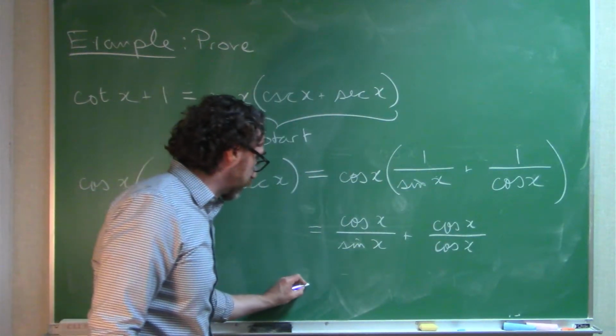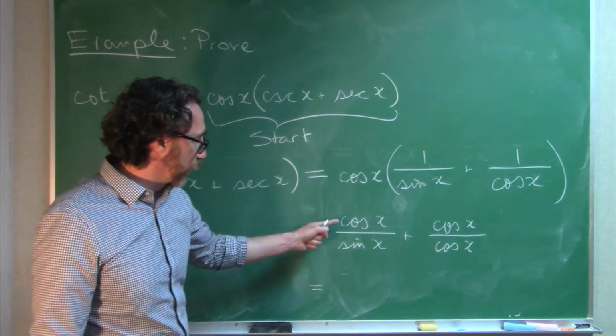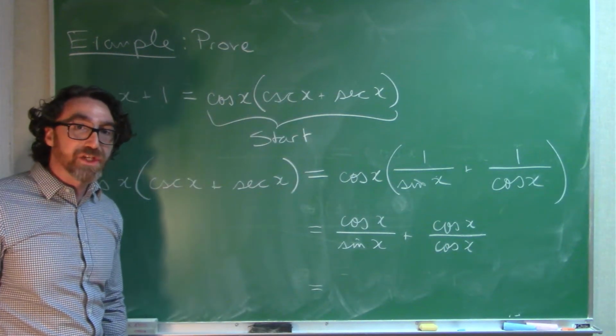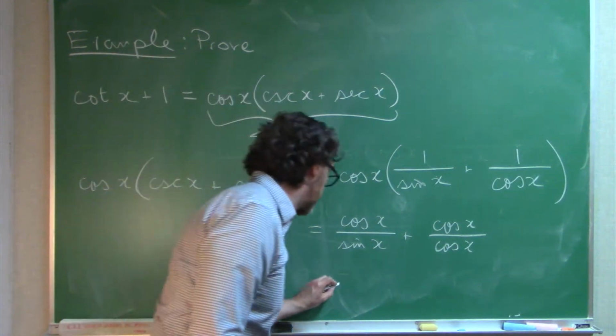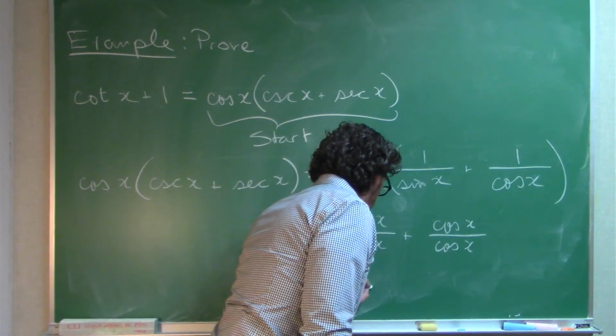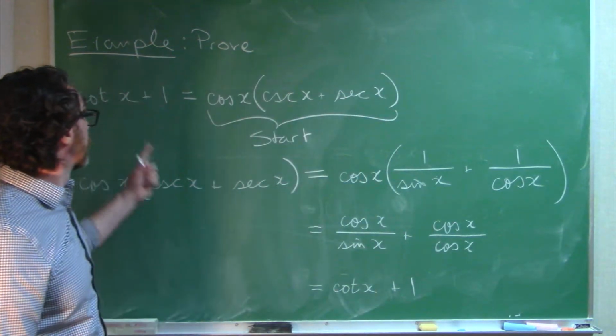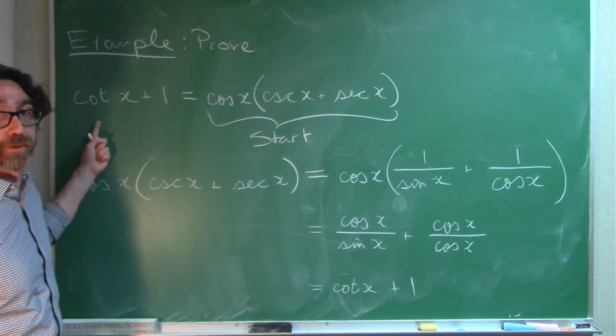All right, so over here, cosine over sine, go back to your ratio identity, that's cotangent. So we have cotangent. Cosine over cosine, well, that's 1. And look what we have here, it's what the other side is.